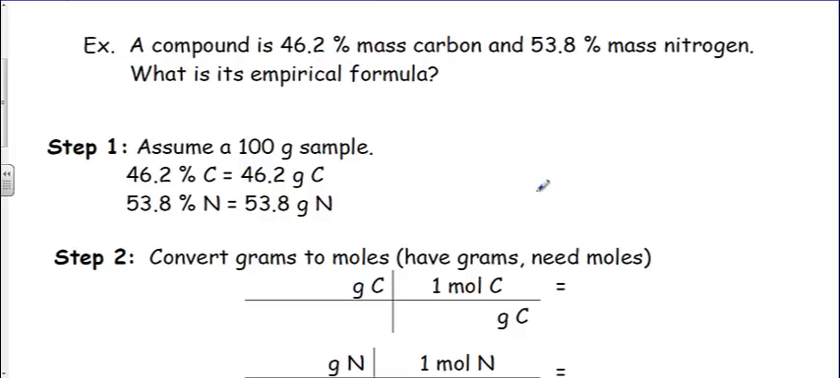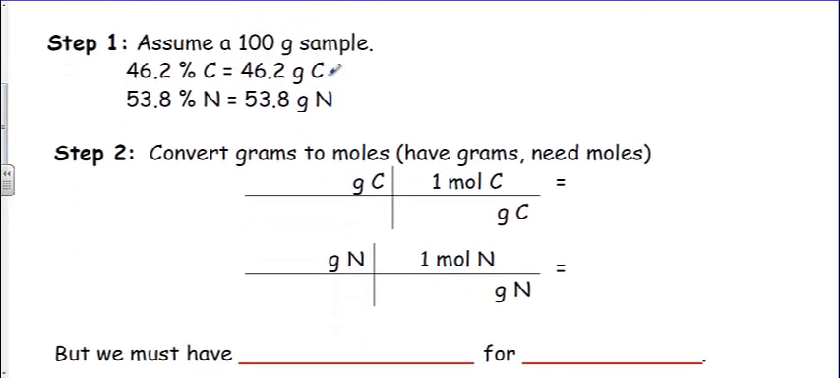So step one, assume that we have 100 grams. So simply convert the percentages to grams. So 46.2% becomes 46.2 grams of carbon.